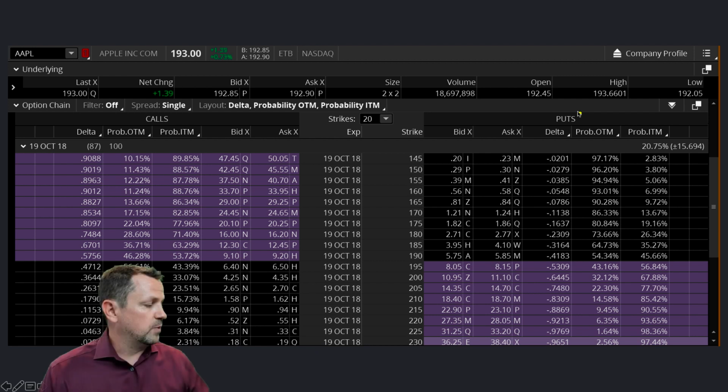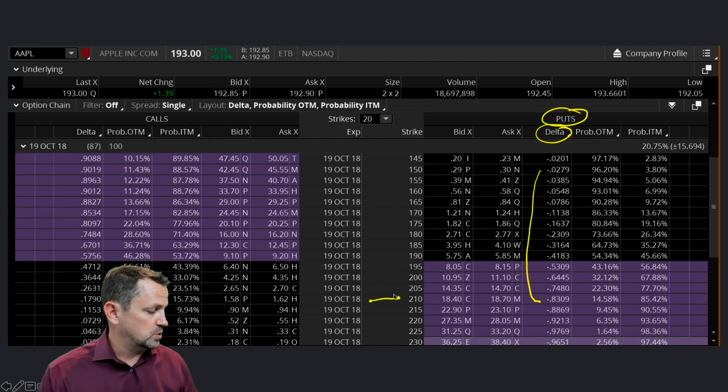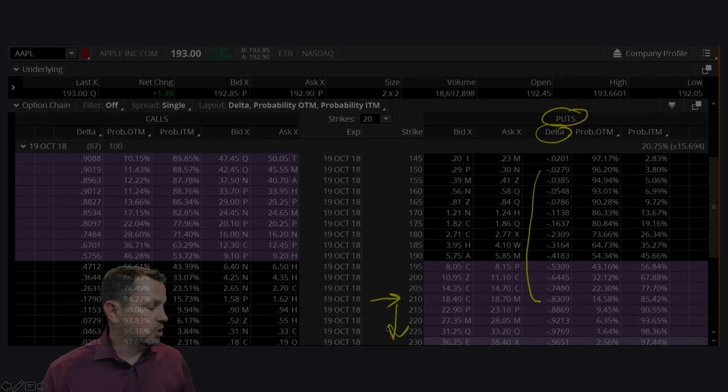Over here on the right, we have the put options. Here's the delta column, and if we look down that delta column, we will see that the first delta greater than 0.80 is right here at 210 on the put side, and everything below 210 would be considered a deep in the money put option.